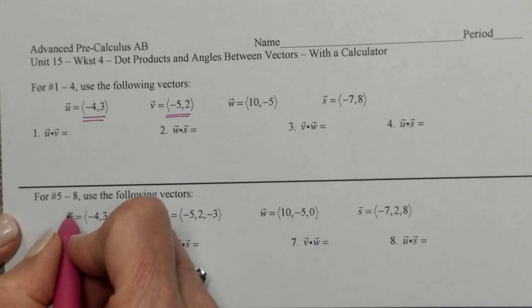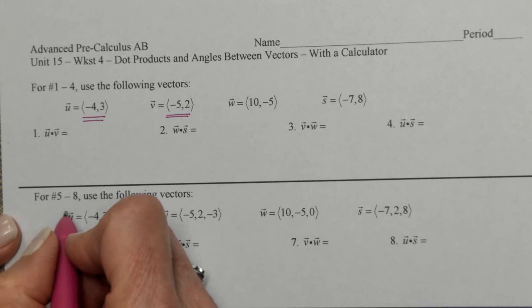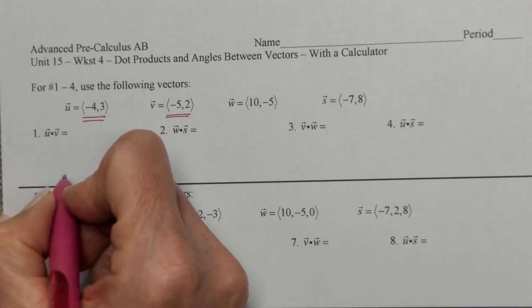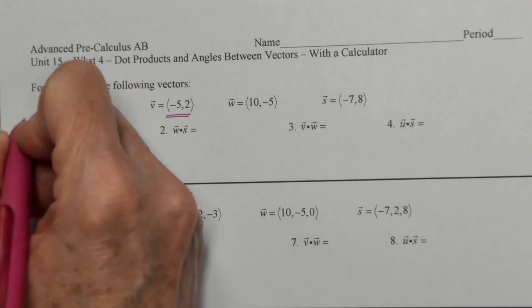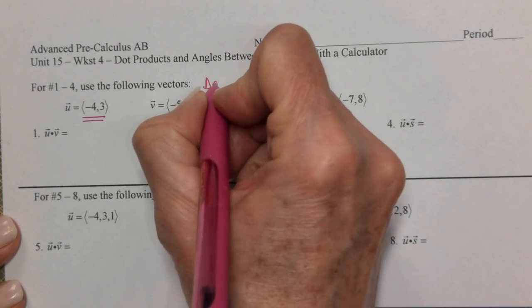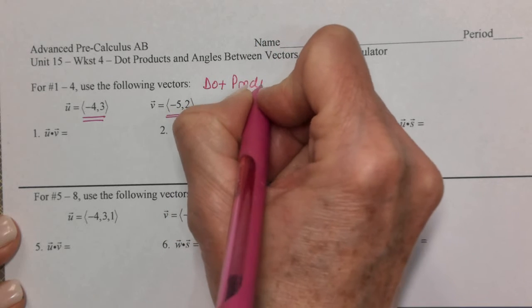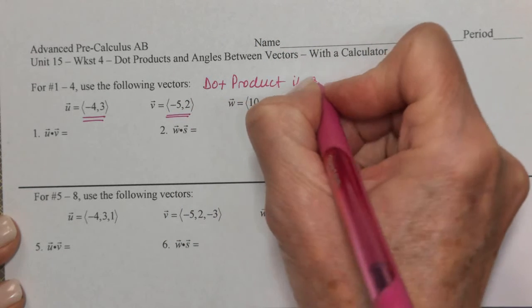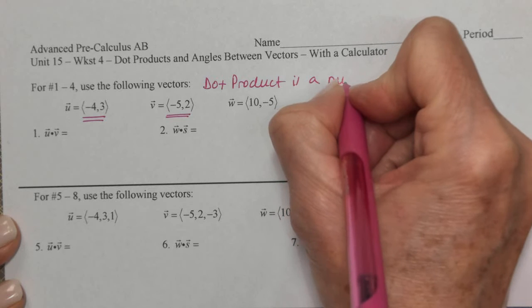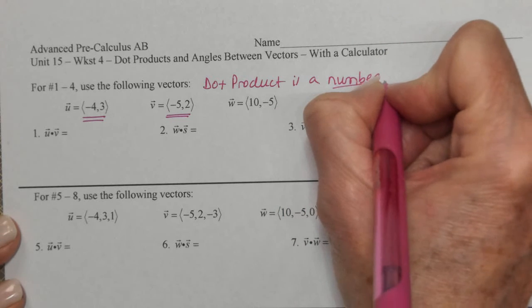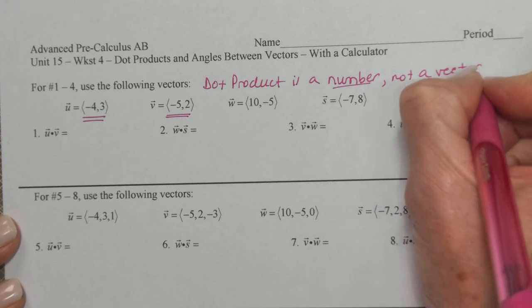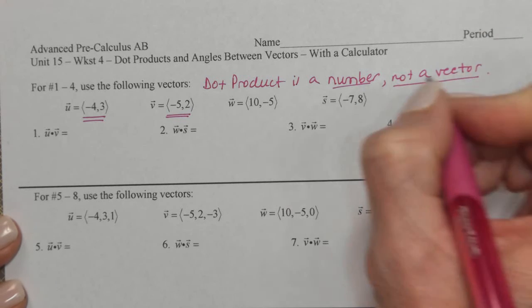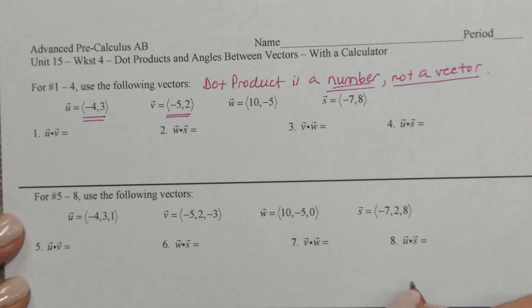Now, do not just multiply their coordinates together and write it. The dot product is a number, not a vector. So you will not get a vector back, okay? It's a number, not a vector.